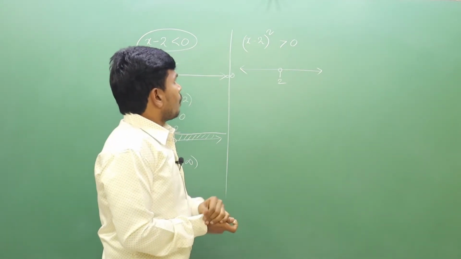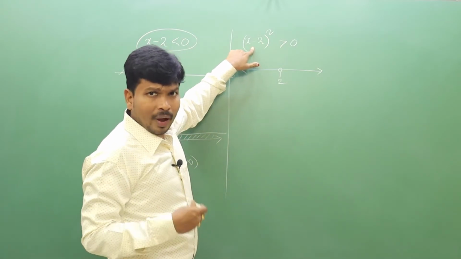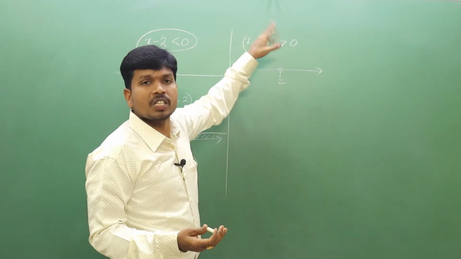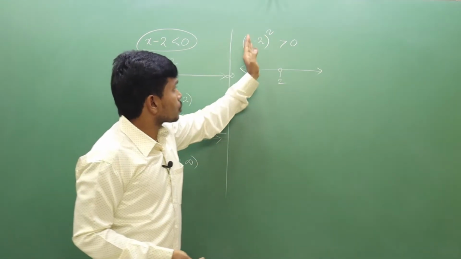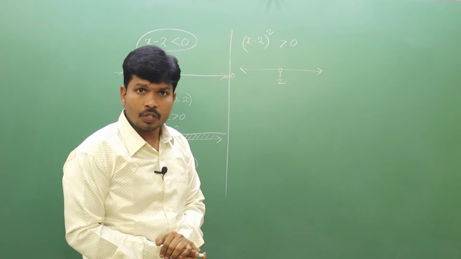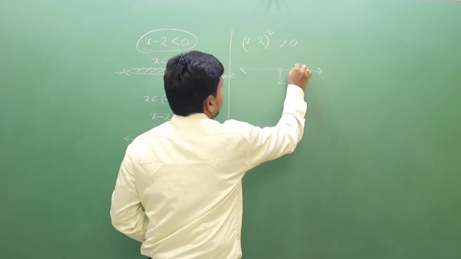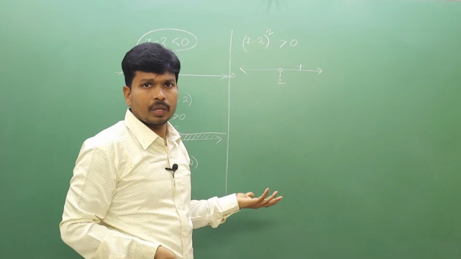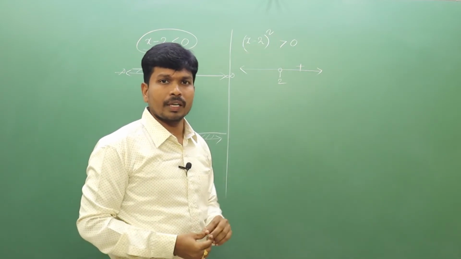Now you observe what are the x values you have to take to get a positive. If suppose you take more than 2, will you get positive or negative? Definitely you will get positive. 3 minus 2, 2.1 minus 2, 4 minus 2, positive only. Positive whole square, positive only, no?